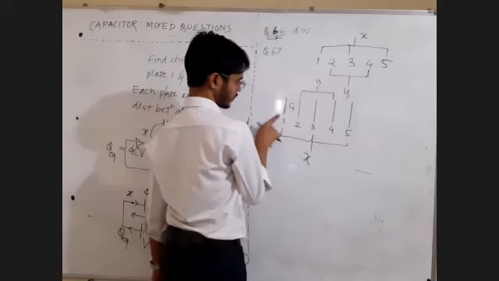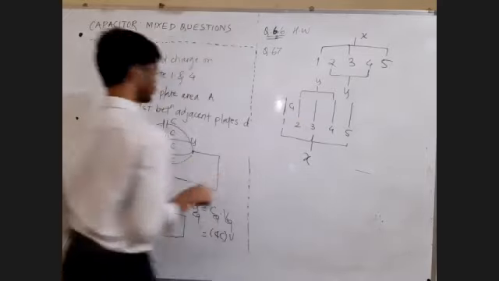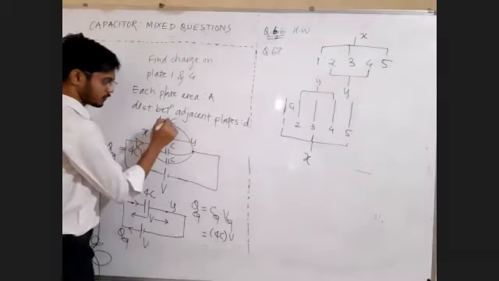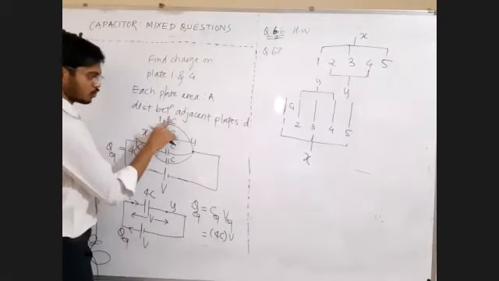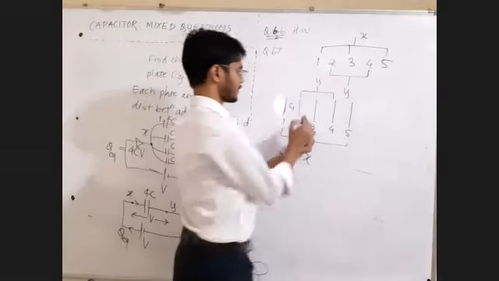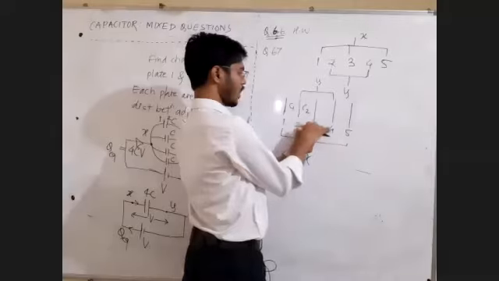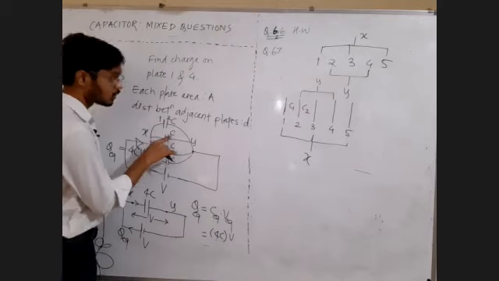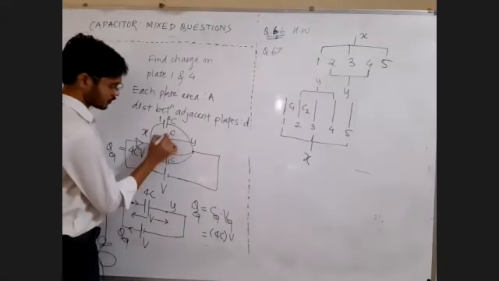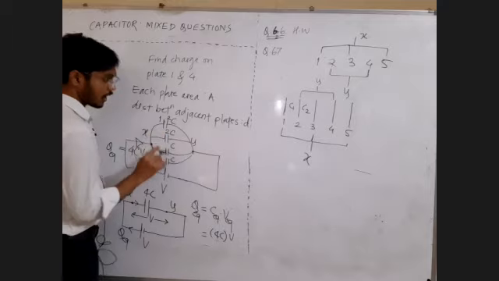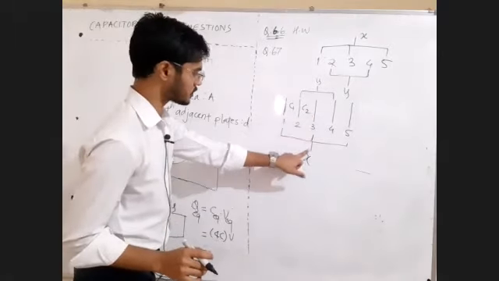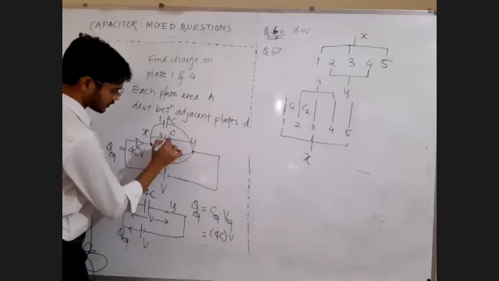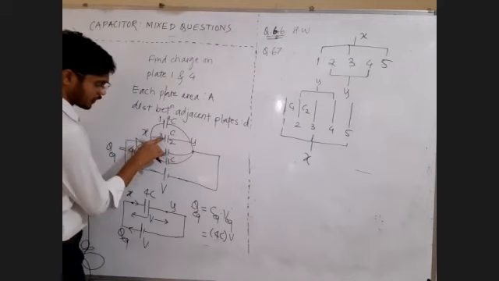First capacitor between X and Y means between 1 and 2. 1 means X, 2 means Y. First capacitor, plate 1, plate 2. Second capacitor between 2 and 3. 2 means Y, so this is plate 2, and 3 means X, so this is plate 3. See which side the plate is on, identify it carefully. This is plate 3, this is plate 2.